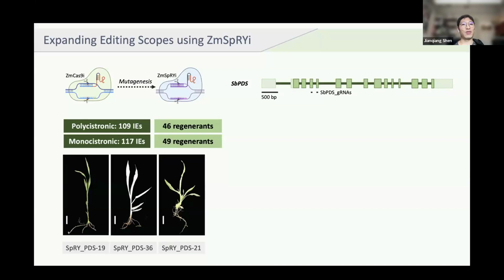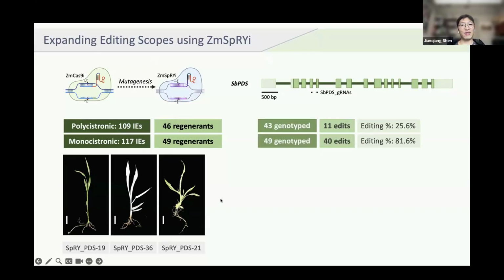We got about 49 regenerants out of 109 immature embryos for polycistronic, and 49 out of 117 immature embryos for monocistronic. Interestingly, we saw an excellent phenotype of those edits, which is a complete albino or chimeric albino phenotype. Here is the editing efficiency: for the polycistronic, it's about 25%, but for the monocistronic, it's more than 80%, which is pretty good.